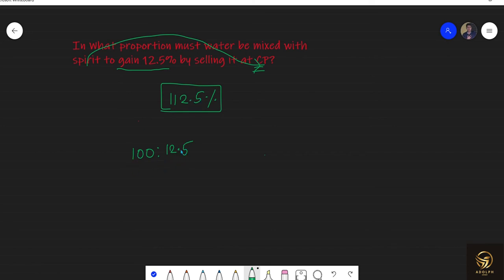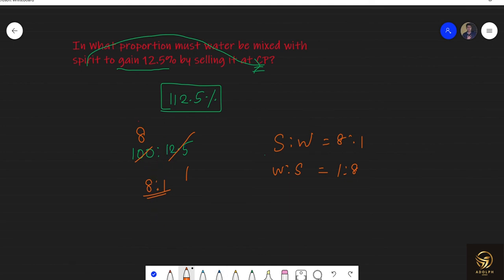This is the proportion we have to simplify, and we are going to do it without a calculator. First of all, let's make this a whole number, so let's multiply it by 2. Or if you understood simply, you can put this as 1 time and this as 8 times, and say that it is an 8:1 ratio. Spirit to water is 8:1, or water to spirit, if you are taking it, is 1:8. You have to answer accordingly.